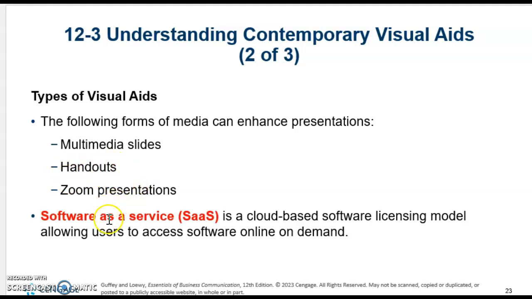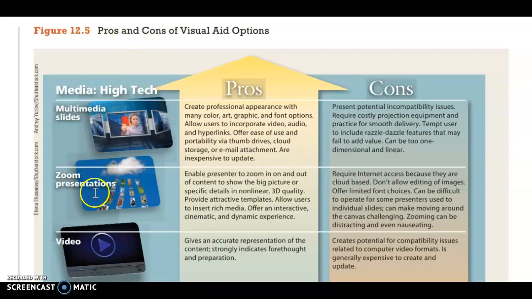Software as a service is a cloud-based software licensing model allowing users to access software online on demand. An example of this would be Microsoft PowerPoint. You can access this online through Office 365. And we're going to look at figure 12.5, and it describes the pros and cons of several visual aids, both high-tech and low-tech. So when you're trying to figure out what type of visual aid to use, you may want to look at the different types and the pros and the cons.